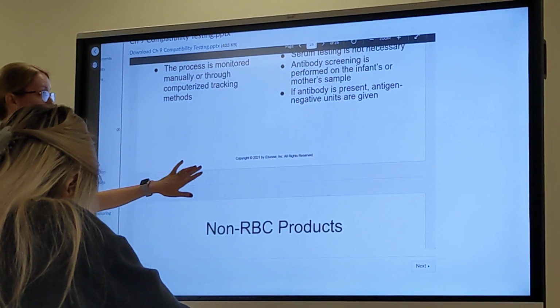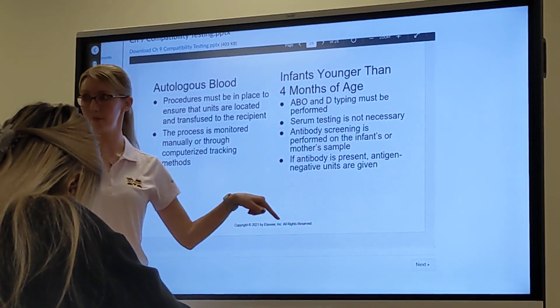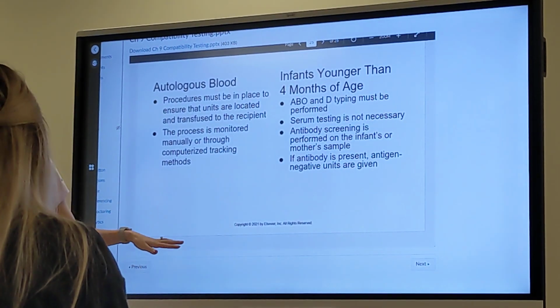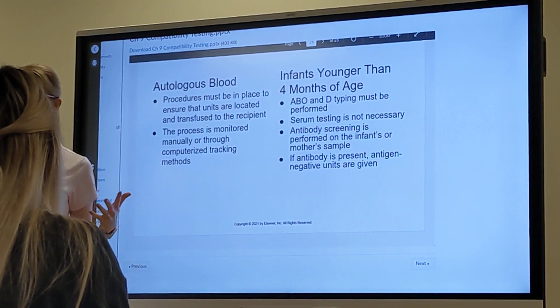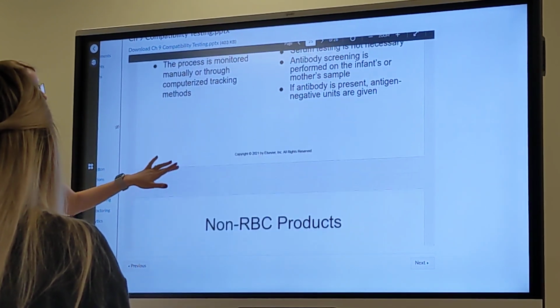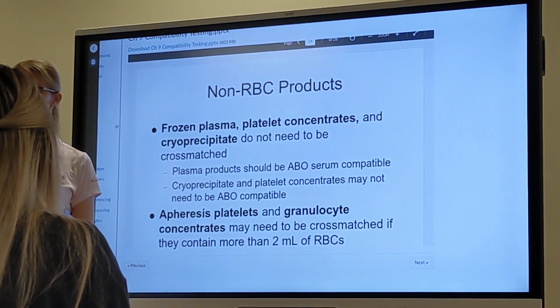If the mama has an antibody, you have to give units that are negative for that antigen to the baby. So if the mama has a red blood cell antibody other than ABO, say she has a KEL, which is one of the common ones in women, which is really not that common, you give the baby KEL negative blood. Because the mama's antibodies are still in their plasma.